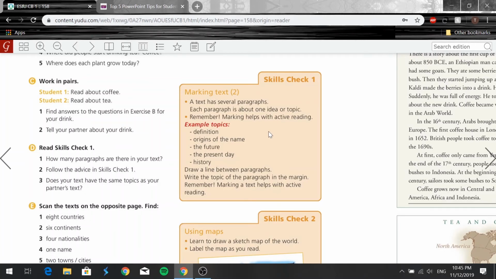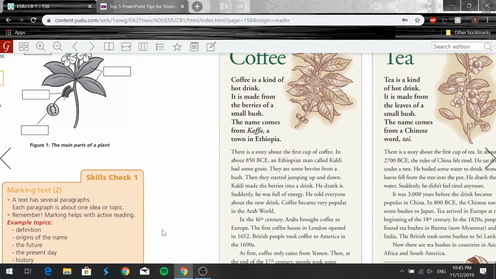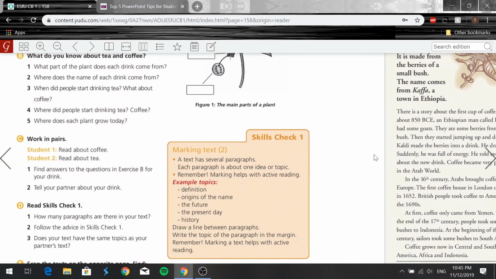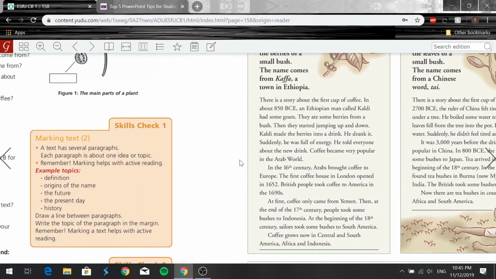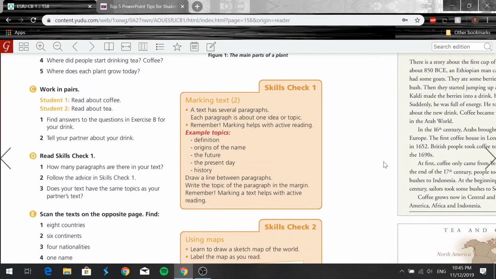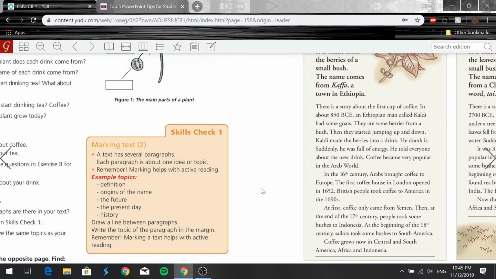So in this case, let's say, for example, coffee here. Okay, let me actually read the question again. How many paragraphs are there in your text? Okay, so we have about, we'd say 3 paragraphs. Okay, 3 to 4 paragraphs. And what are they about? So history takes up most of these. So history has more than 1 paragraph, right?